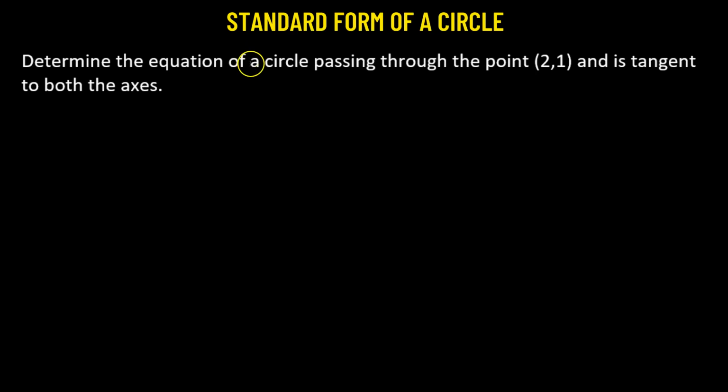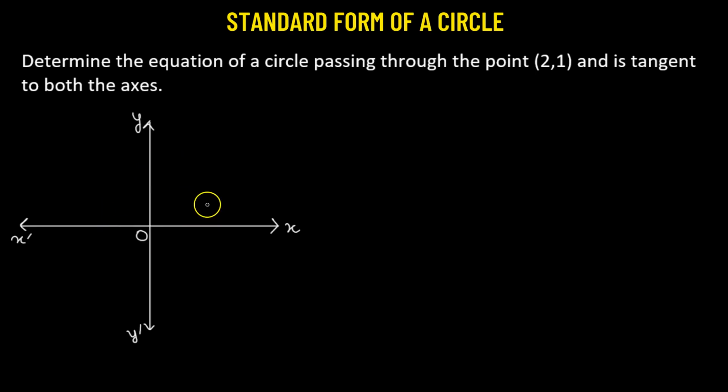In this problem, we need to determine the equation of a circle which passes through the point (2, 1) and is tangent to both the axes. So let's try to understand the problem graphically. Here we have a Cartesian plane with the x and the y axis. Let's try to sketch a circle which passes through the point (2, 1) and touches both the x and the y axis.